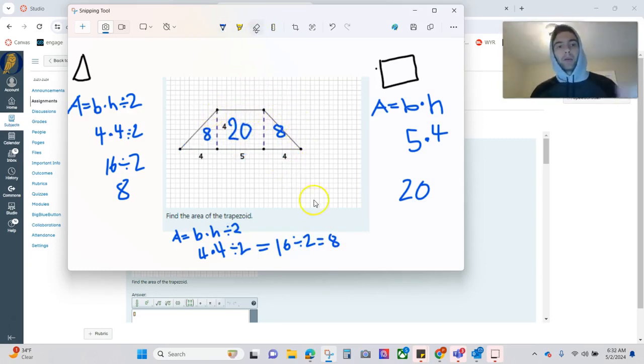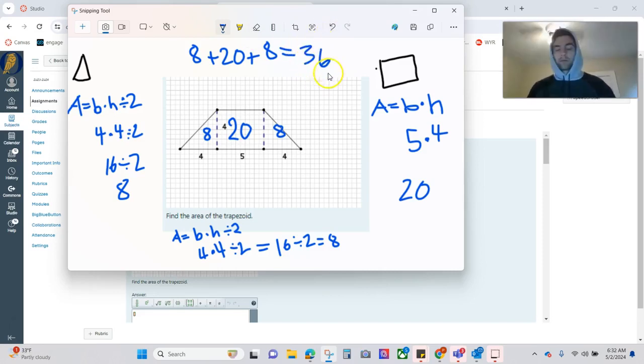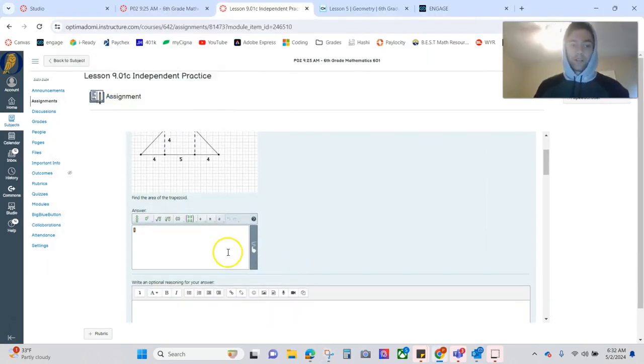So we decomposed this trapezoid into a rectangle, a triangle, and a triangle. And we found the partial areas of that shape. Now that we have all of the partial areas, let's add those partial areas together. 8 plus 20 plus 8, 36. The area of this shape is 36 square units.